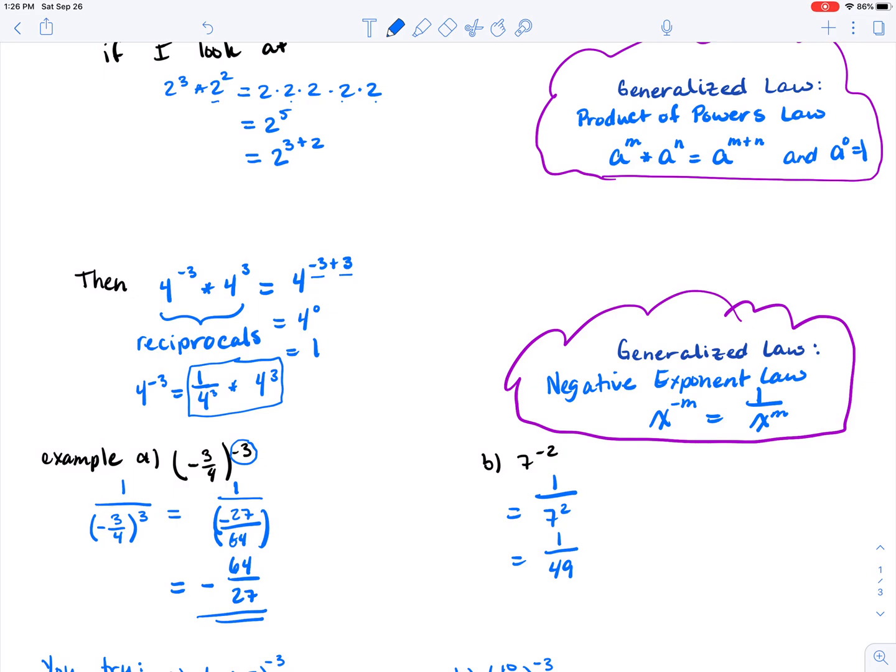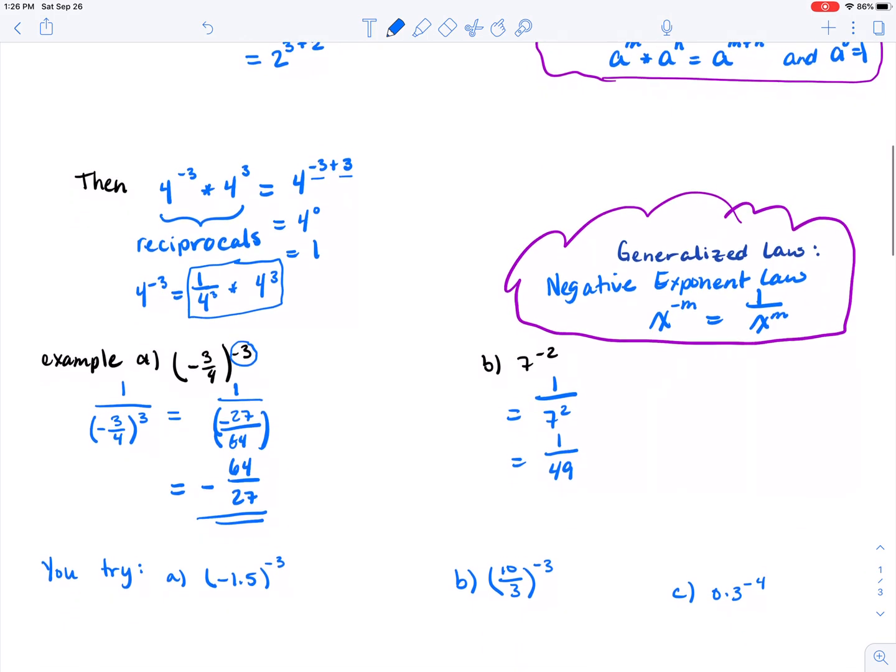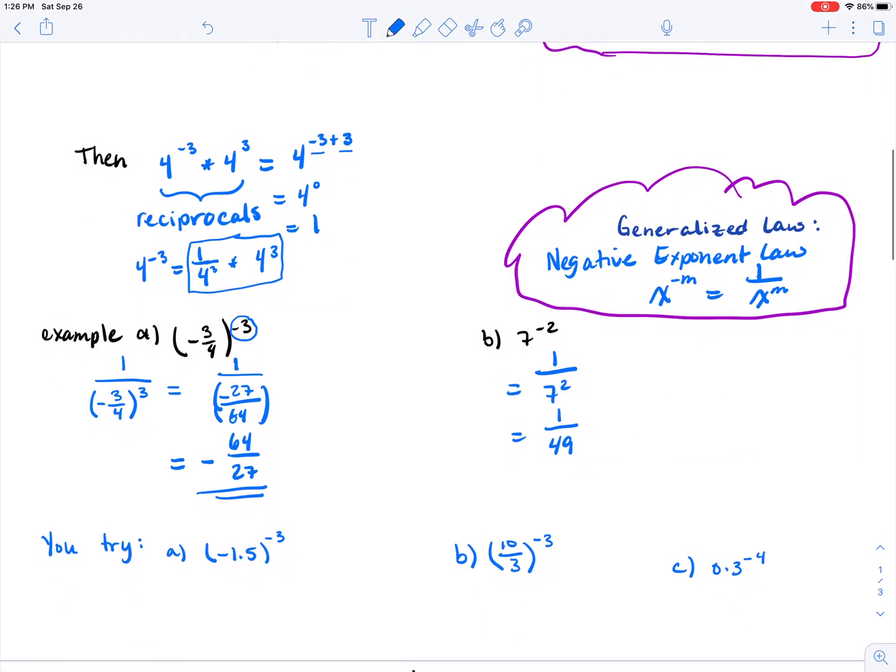Let's have you try. A: negative 1.5 to the exponent negative 3, and you can use a calculator to find the full answer. Then B: 10 thirds to the exponent negative 3, and for C: 0.3 to the exponent negative 4. Pause the video and come back for the answers.